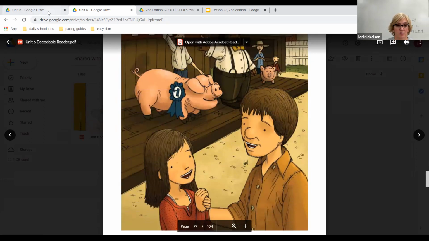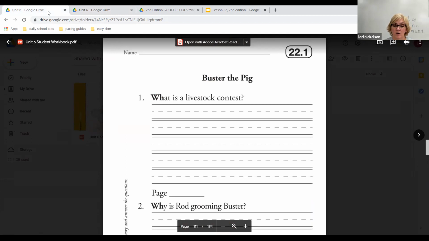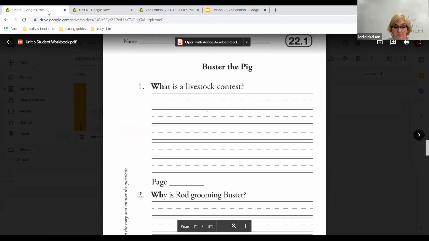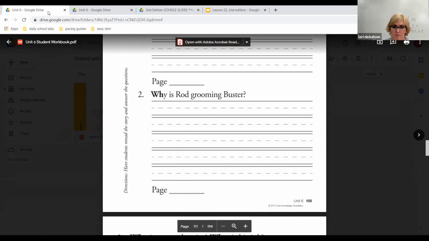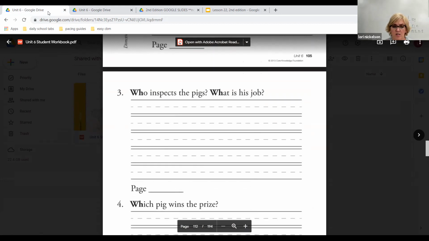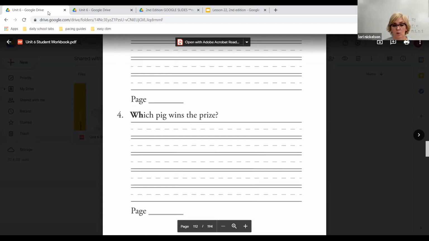Okay, so let's move over to our worksheet here. Number one, what is a livestock contest? We talked about livestock, so tell me what that is. Number two, why is Rod grooming Buster? What was he wanting to do? Number three, who inspects the pigs? What was his job to do? And number four, which pig wins the prize? Oh, I wonder. I think our title kind of gives you a clue, doesn't it?